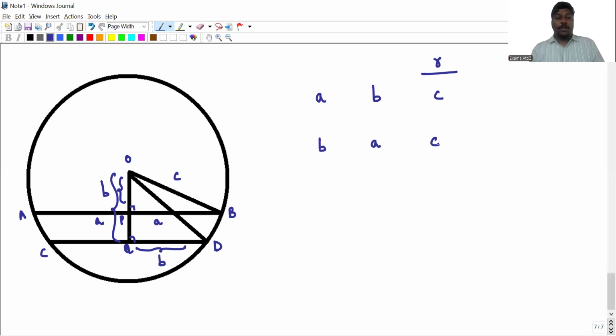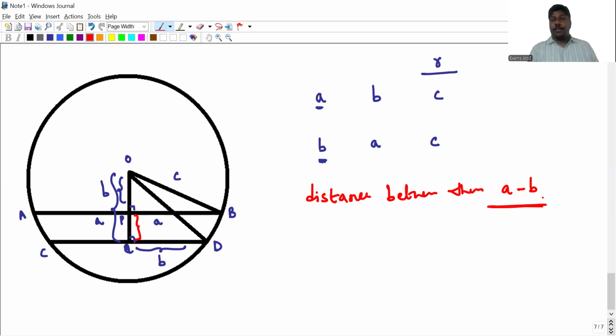This is how they give you two parallel chords. Okay, one is the distance from the center, and the other one is half of the chord, right? Here A is the half of the chord, here B is half of the chord, right? They'll say the distance between the chords will be A minus B. What is the distance between the chords? If they are on the same side, the distance between them is equals to A minus B. So you need to match it. If it is matched, okay, then you can use this property.